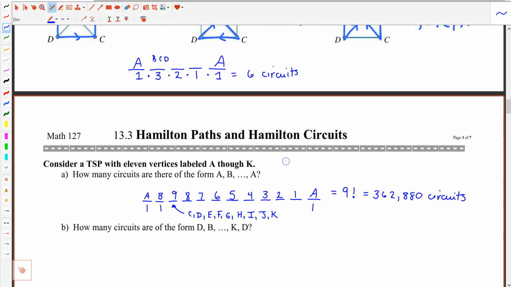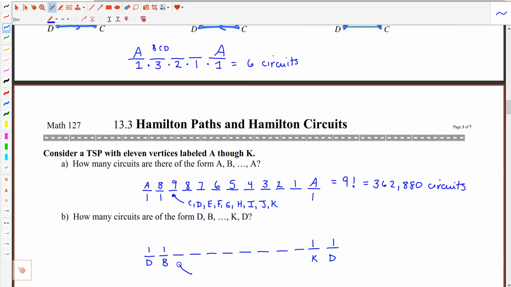So in this next example, it says how many circuits are of the form D, then B, and then go through all of them. Then you have to go to K before you come back home. So again, I'm going to put down my blanks: 1, 2, 3, 4, 5, 6, 7, 8, 9, 10, 11. So that's for my 11 vertices, and then I got to put down one more to come back home. So this says I have to go to D and then B. Okay, so there's one option for each of those guys. And then I have to go to K before coming back home. So there's one more option here, and then one option there.